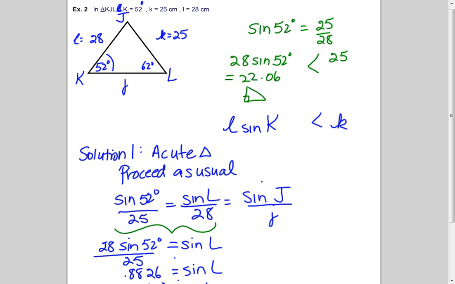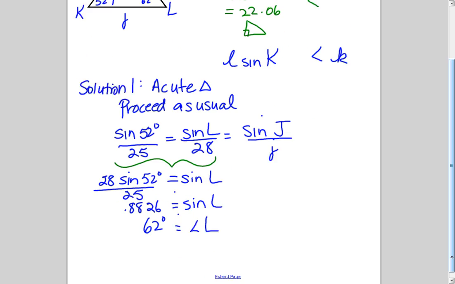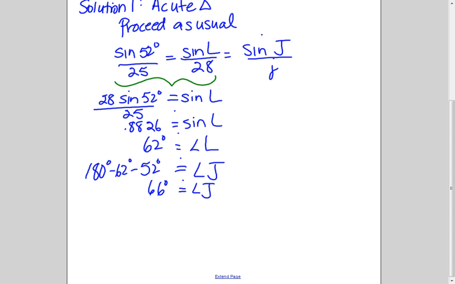So that means angle J for this solution would be 180 minus the 62 we just found, minus the 52 we were given in the other corner, and angle J is approximately 66 degrees. And I could find my little j from there.